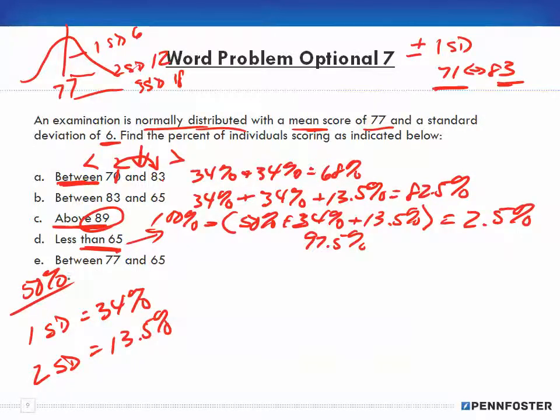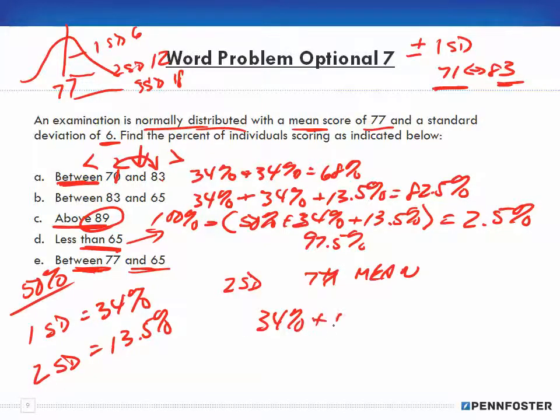Right? Now, E, it says, again, we're into between 77 and 65. Remember, 65 is 2 standard deviations, okay? And 77 is the mean, right? 77 is the mean. So what's between those two, right? Well, if I'm 2 standard deviations, that's 34% for one standard deviation plus 13.5 for the second standard deviation, or 47.5%. Okay. Notice I did that without using the bell curve, okay, without using the picture.